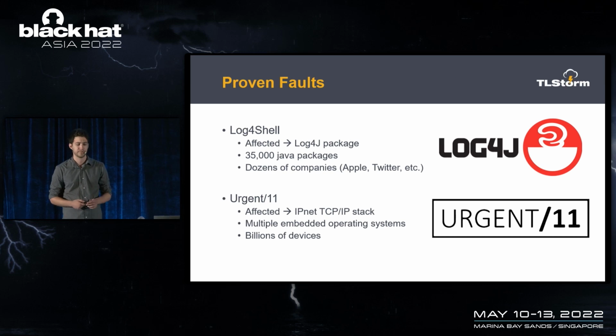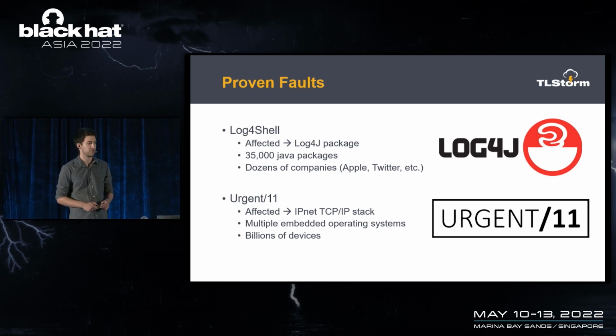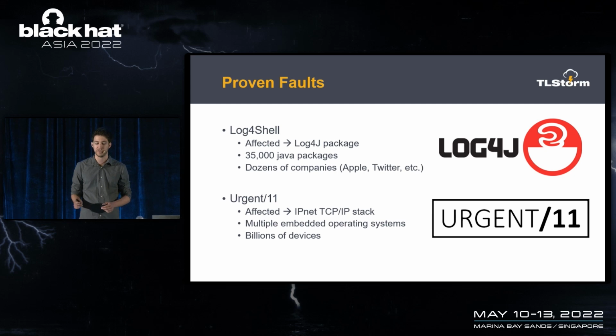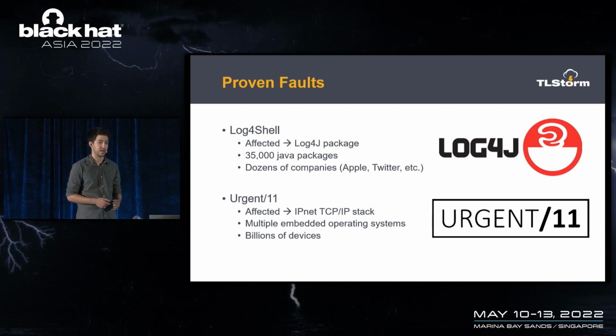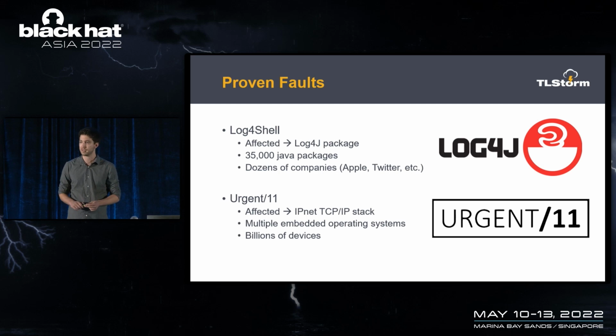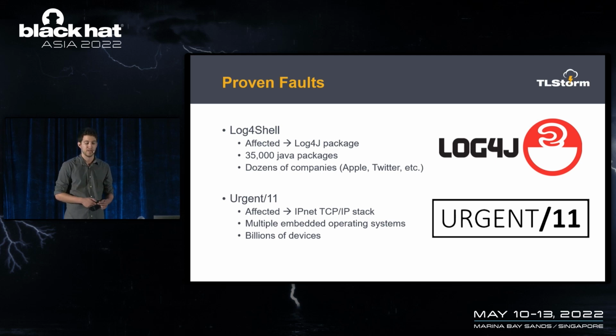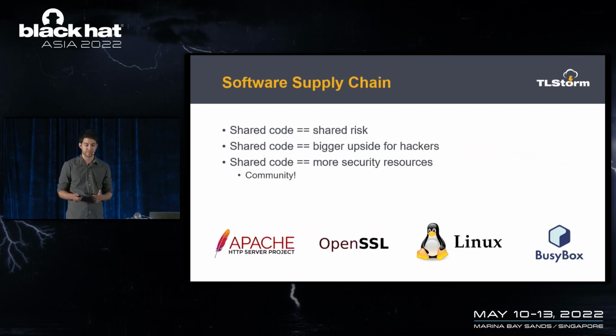And these 2 cases are proof. The first one is the Log4Shell case from last December, which got the whole security world on its feet. One simple vulnerability in a logging package affected tens of thousands of other packages and dozens of high-profile companies and services. And the other is Urgent 11, which is a set of 11 vulnerabilities in the IPNet TCP/IP stack. Multiple embedded operating systems used this software component, and because billions of devices use these operating systems, billions were affected.